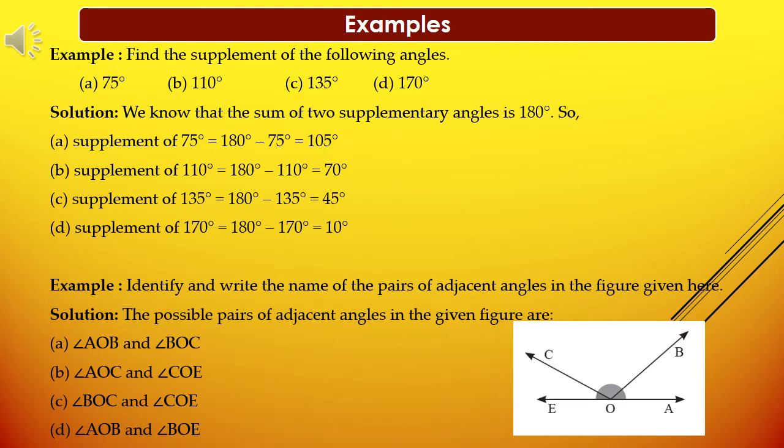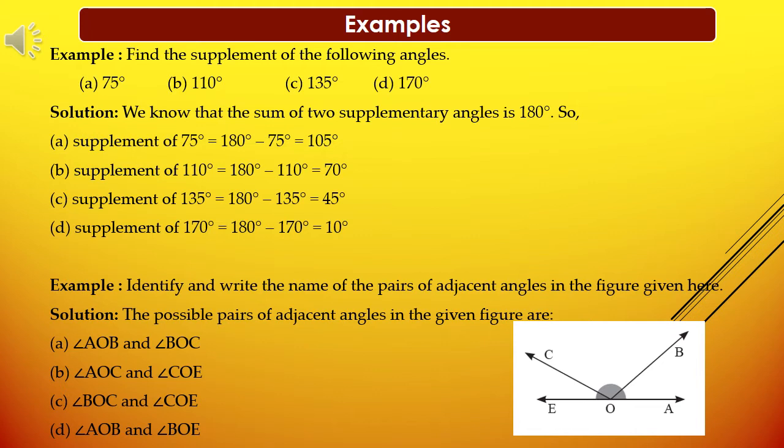Let's see the other example in which we have to find the supplement of these angles. So the word supplement means when the sum of two angles is equal to 180 degree. If one angle is given to you here, suppose it is 75 degree, then you can find out the other angle by subtracting it from 180 degree. So 180 degree minus 75 degree is equal to 105 degree. So the other supplementary angle is 105 degree. Similarly, you can find out the supplementary angle of all these parts.